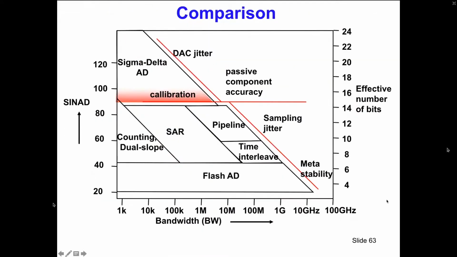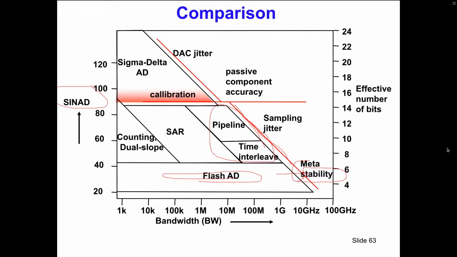That means that you can also map your A to D principles on this. Obviously, down here we have the flash A to D converter. Stretching it over here runs into the metastability problems. Here we have a bit higher performance from a signal to noise perspective. That is essentially limited by sampling jitter.